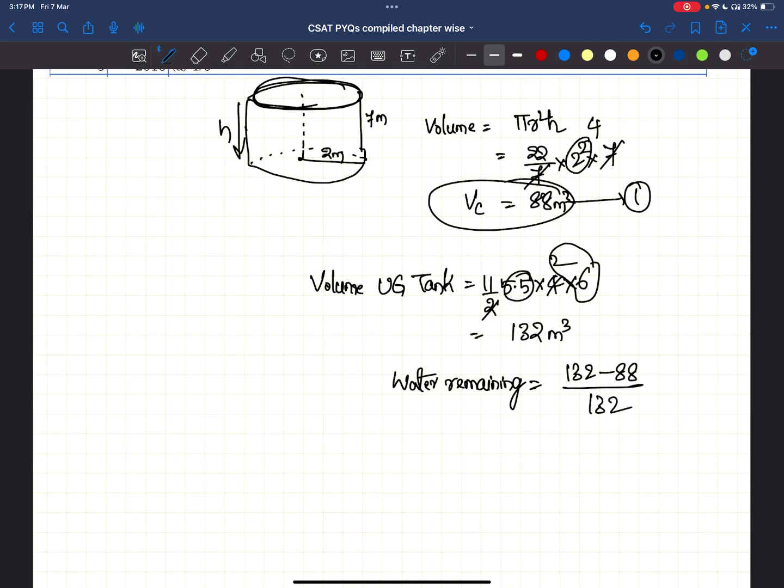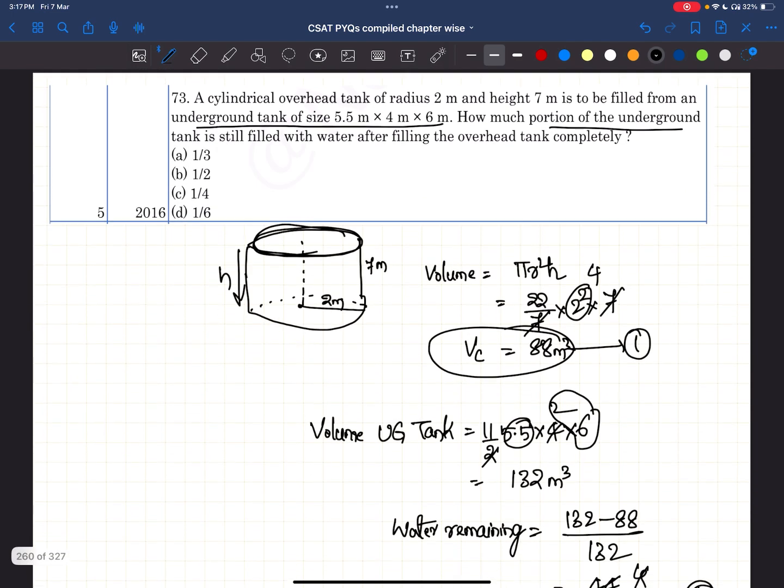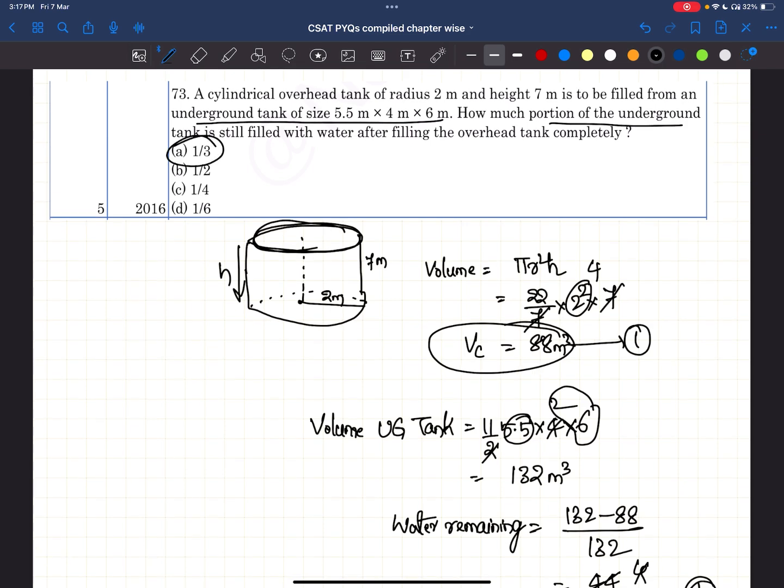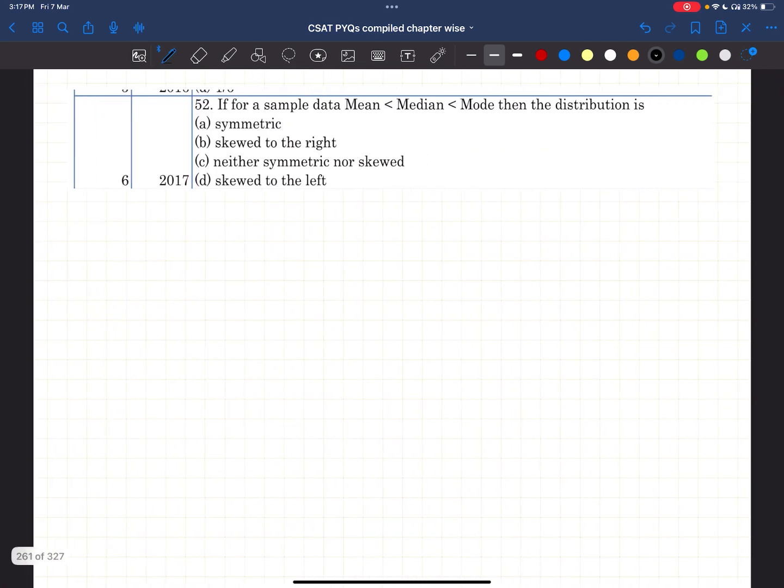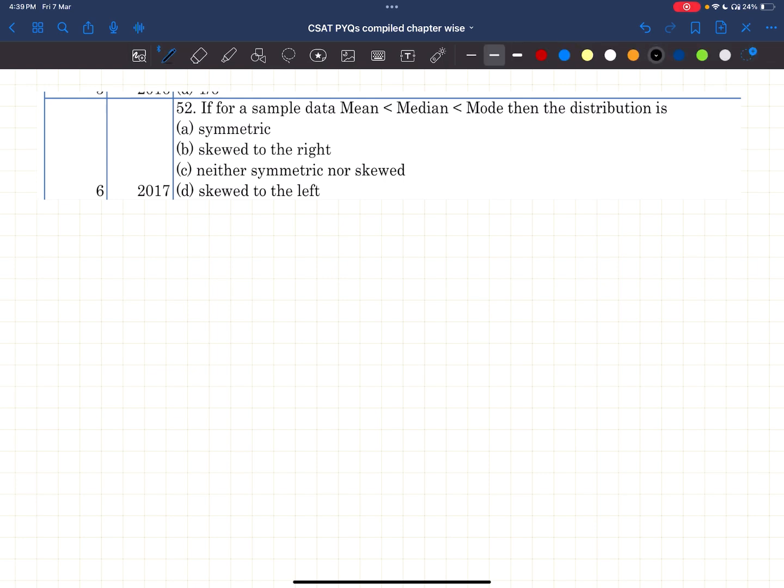Now simplify the volume 44 by 132. This is 11 4, this is 12 4, 1 by 3. The answer is 1/3. Right? Let's go to the next question.